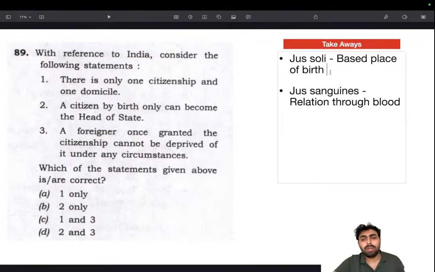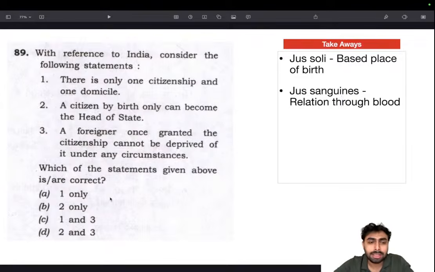So that's jus soli and jus sanguinis. These are the two approaches to citizenship. So 2 is wrong. Gone. So obviously 1 is right. A foreigner once granted the citizenship cannot be deprived of it under any circumstances. How is that even relevant here? Anybody's citizenship can be revoked.